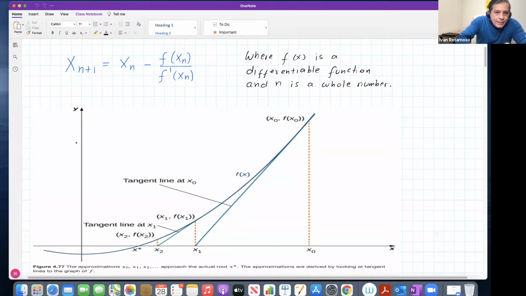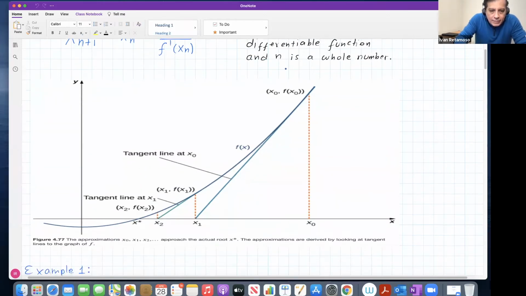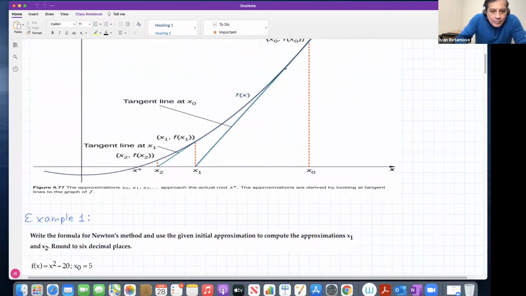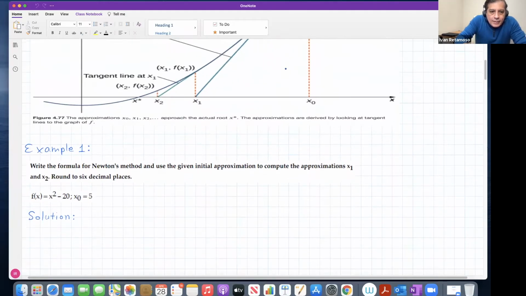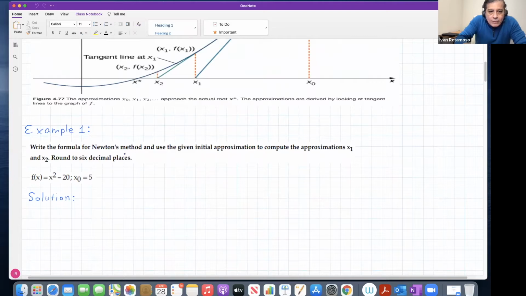So, but this is kind of the background, the main idea behind this formula. Great. So now, let me explain to you how this method works numerically with an example. Example 1, we're going to start as usual with a very, very basic example. It says, write the formula for Newton's method and use the given initial approximation to compute the approximations x1 and x2, rounded to 6 decimal places.